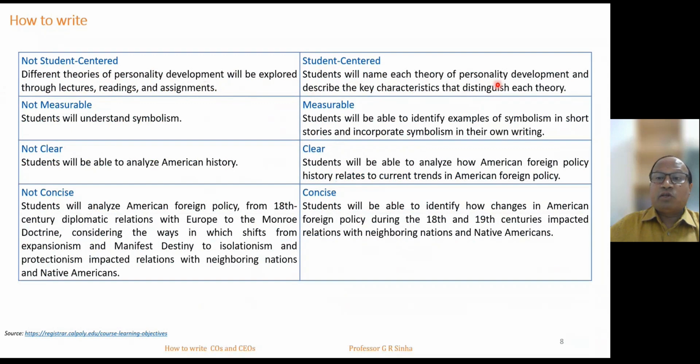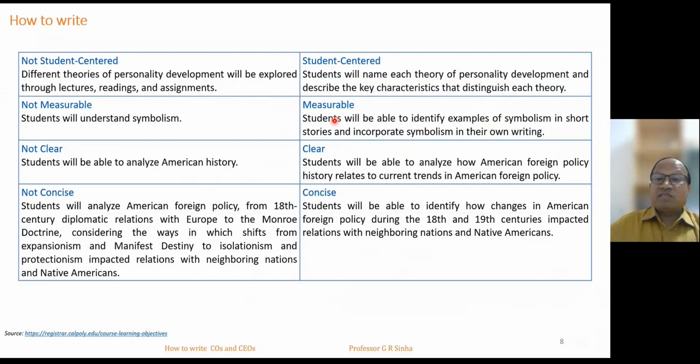Student will name each theory of personality development and describe the characteristics. So here what we are saying is, student will name each theory of personality development. So it's student centric, where the student is involved. In the first one, we are saying different theories of personality development will be explored. But in the second statement, we are saying student will be able to name each theory of personality development, and student will be able to describe the key characteristics of each theory. This may be related to a course called personality development.